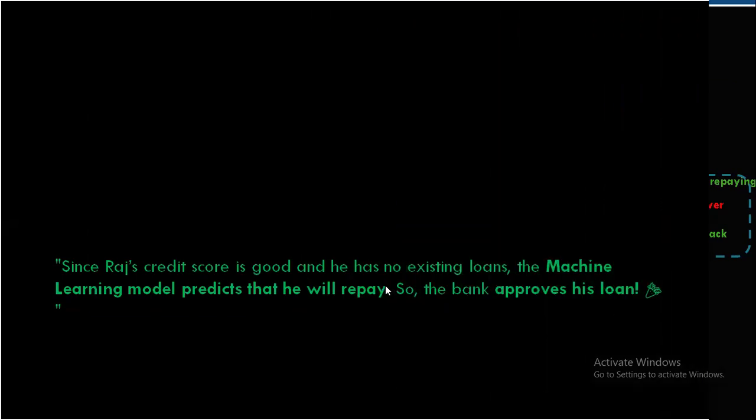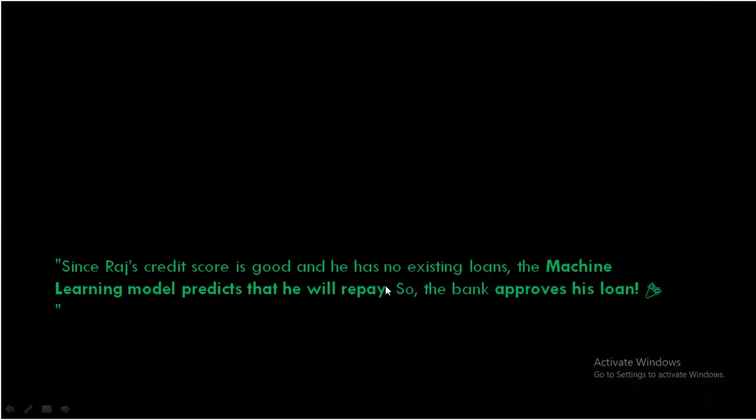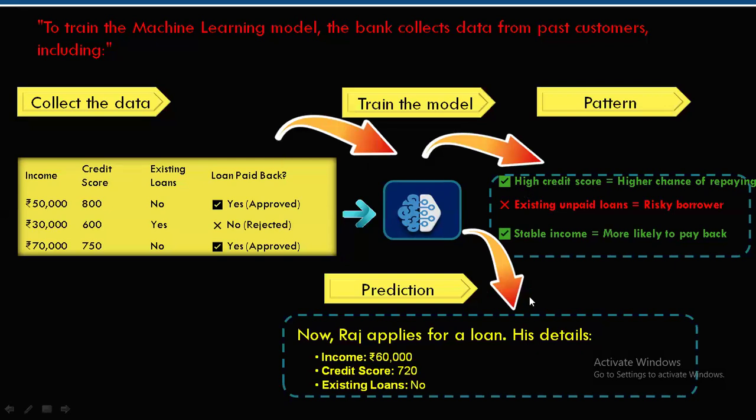You might be asking this question: if credit score is the only determining criterion, why should I need machine learning at all? You have received so many loan applications. To make this concept simple, I have used very simple data here. Here we have only three columns, three plus one, four columns.